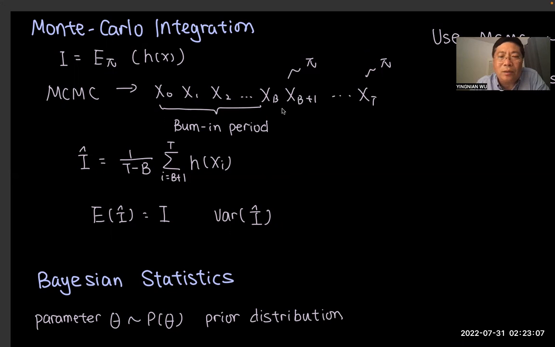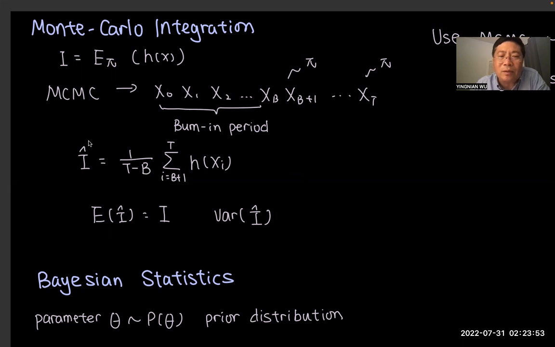So you can still use those values to do Monte Carlo integration, which means you use the sample average to approximate the expectation. So I hat is the sum over i from b plus 1 to t of h(xi). You use those values after discarding the burn-in period. The number of values you have is t minus b, so you get 1 over t minus b. This is a sample average. For this sample average, because each value follows pi, the expectation of the average is the average of the expectations, no matter whether they are correlated or not. So therefore, we still have E of I hat equal to I.